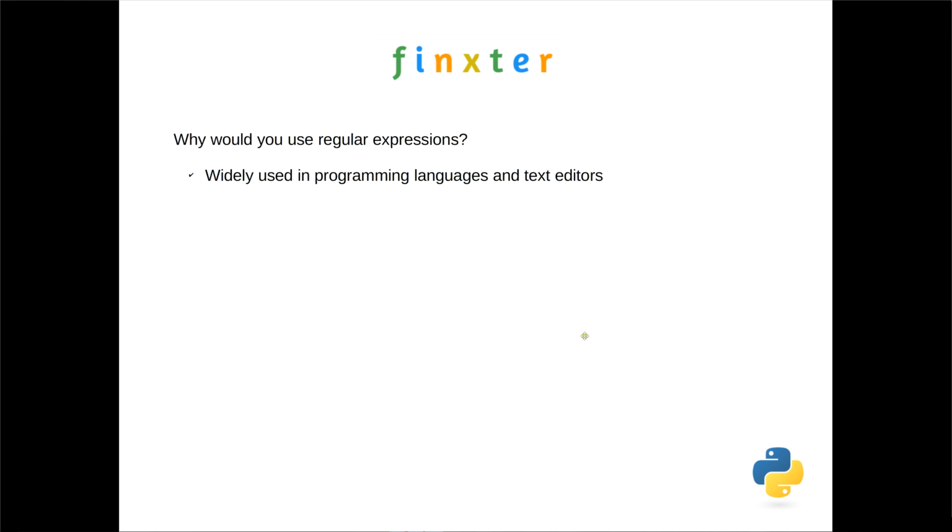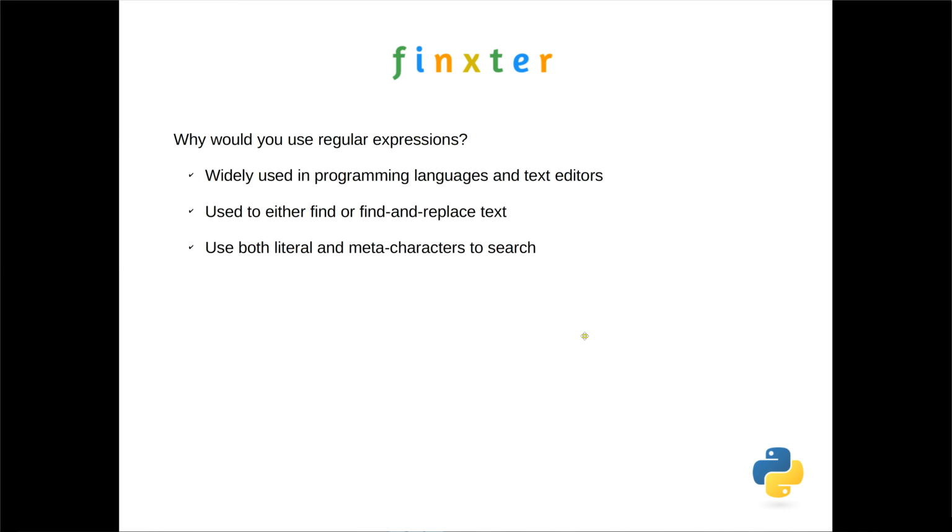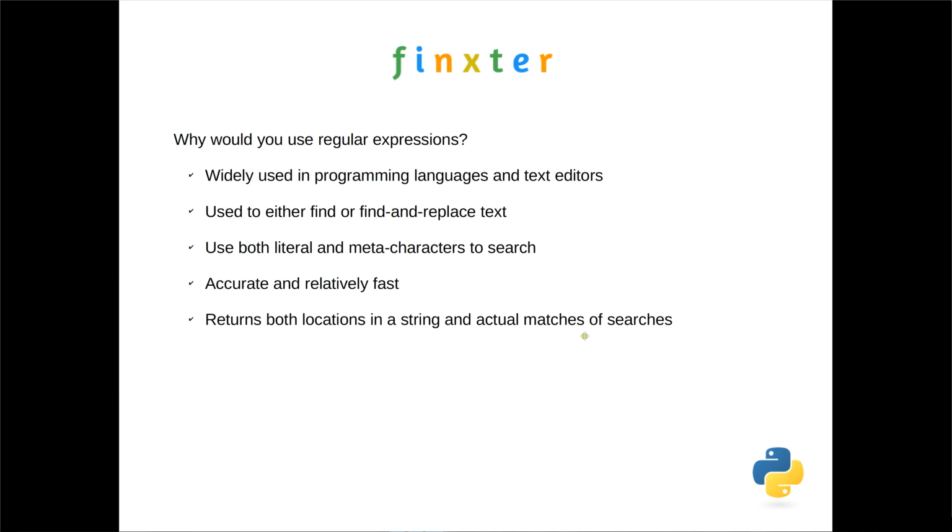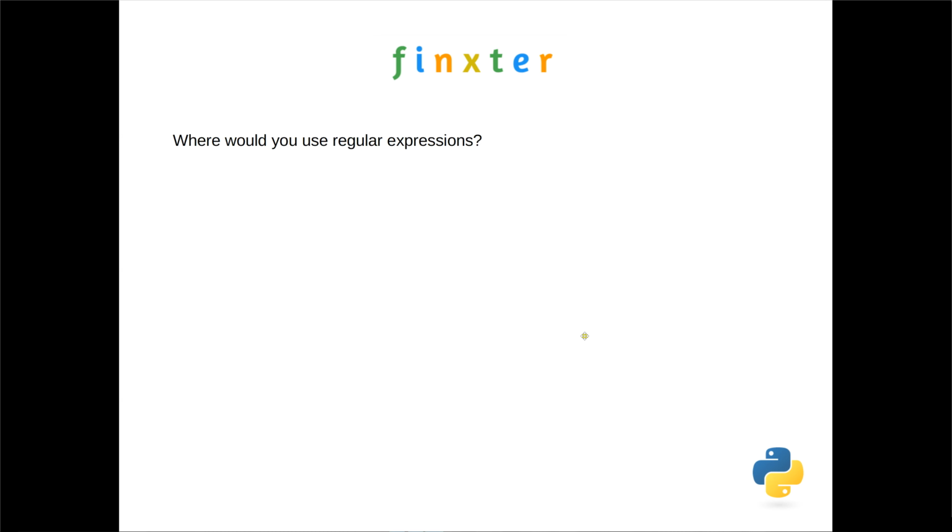They were developed in the 50s by a mathematician for use in theoretical computer science, and they're now widely used in programming languages and text editors. They're used to either find and extract, or find and replace text, and they can use both literal and meta or special characters to search, which we'll talk about in a minute. It's accurate, reasonably fast depending on your usage, and it can return the index locations in a string, and it will return the actual matches found in a string. It's an incredibly powerful tool, and it's not just related to Python. In fact, it's used by all major programming languages.